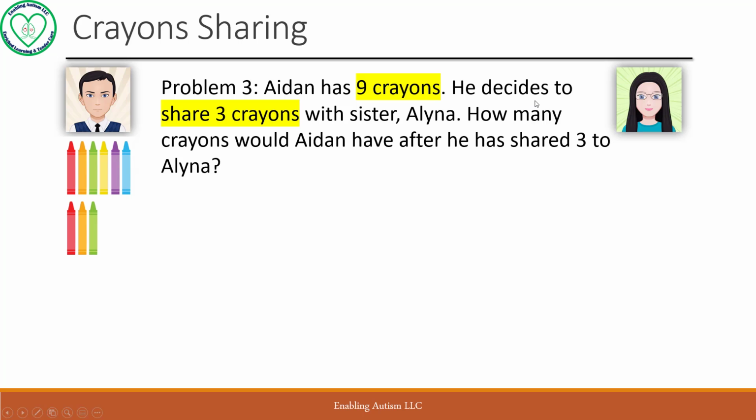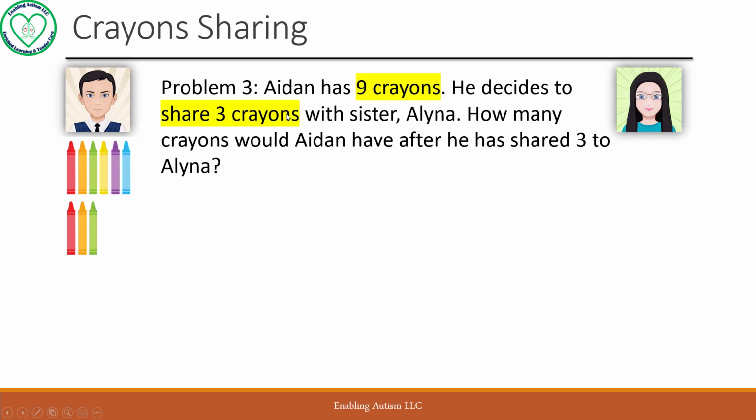He decides to share 3 crayons with his sister, Alina. This is Alina, and she is Aiden's sister. How many crayons would Aiden have after he has shared 3 to Alina?